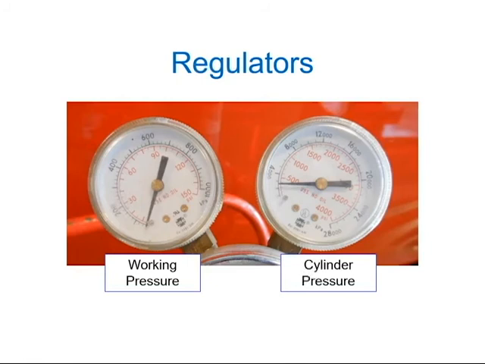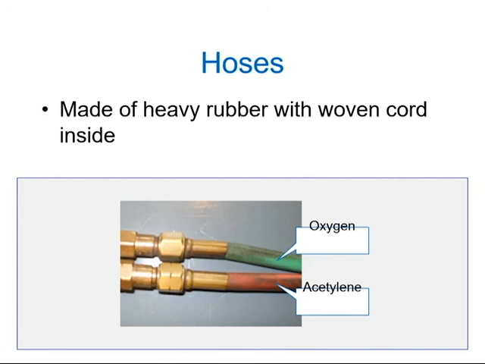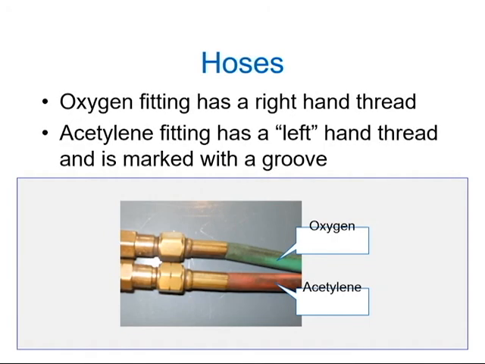As you can see in the picture, usually the working pressure will be on a lower scale than the cylinder pressure. The hoses are made with stronger rubber, and as protection, they also have metal cords woven inside. Also, the hose fittings are different between oxygen and acetylene. Oxygen is right-handed thread, so righty-tighty, lefty-loosey, and acetylene is actually left-handed thread, so it's backwards. And not to mention, they're also color-coded. Oxygen is green and acetylene is red.